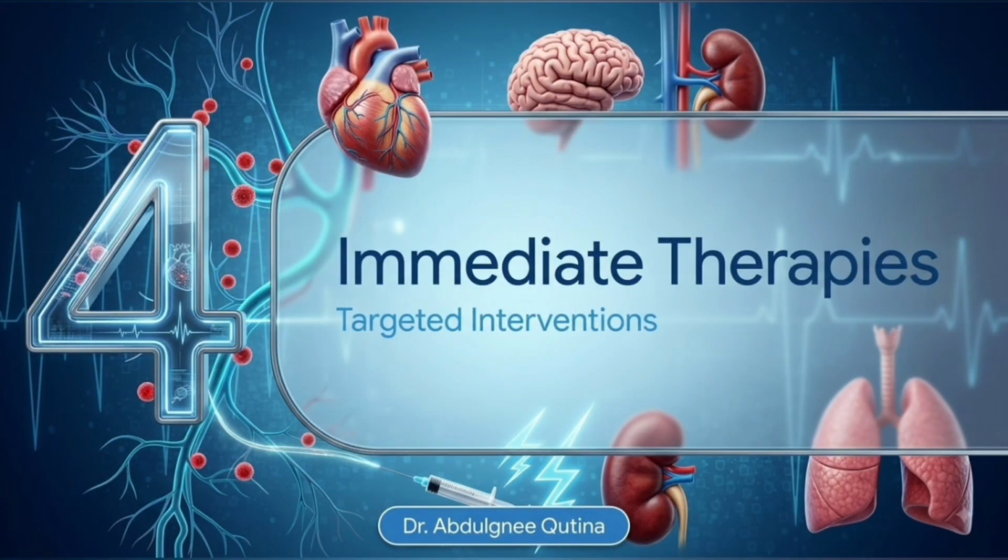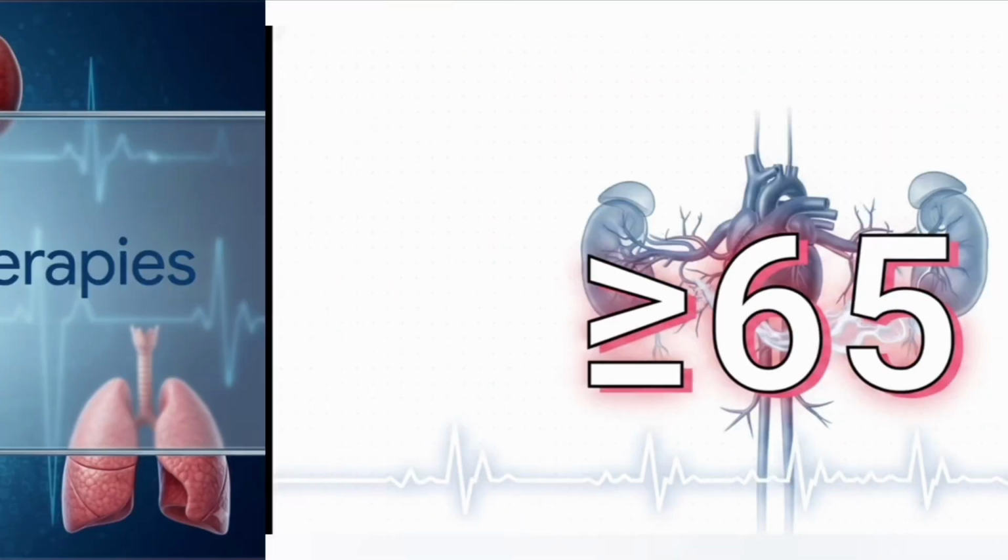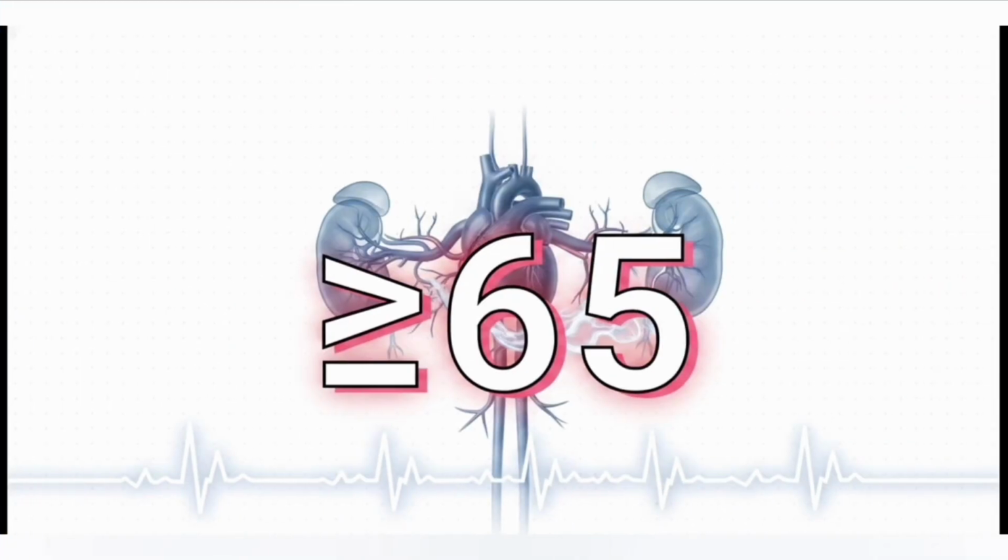Section 4, immediate targeted therapies. 65. Burn this number into your brain. If fluid resuscitation fails to restore adequate perfusion, this is your magic target. Your mean arterial pressure, or MAP, needs to be greater than or equal to 65 millimeters of mercury. And to get it there, norepinephrine is your absolute first-line vasopressor for both septic and cardiogenic shock. You can always add vasopressin as a backup if you're maxing out, but norepi is the MVP.